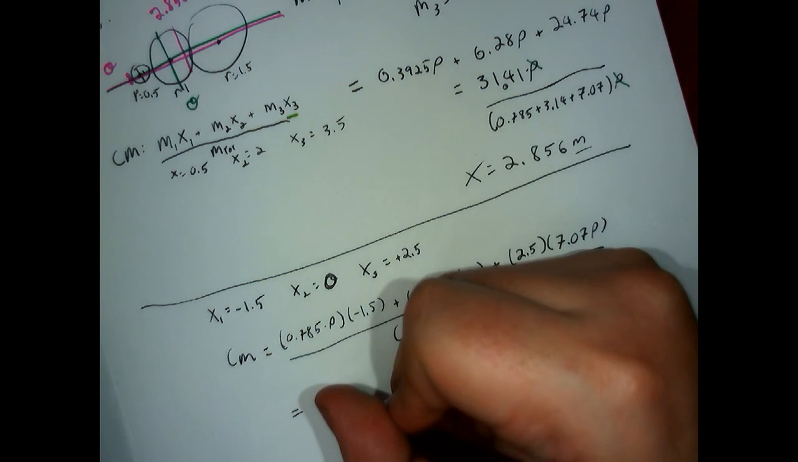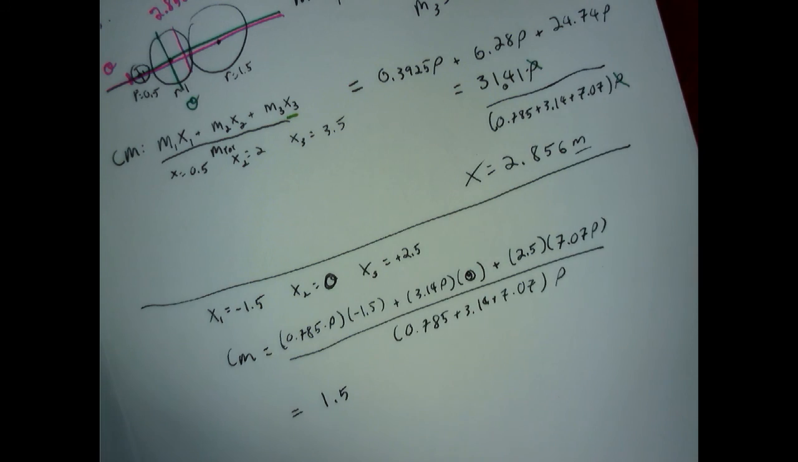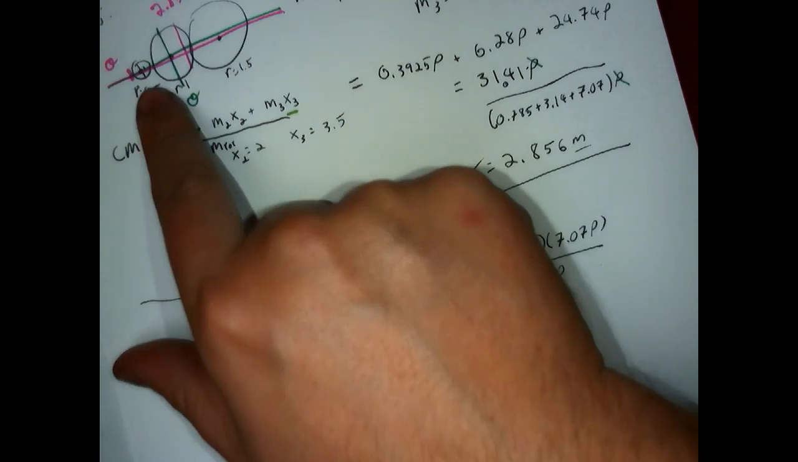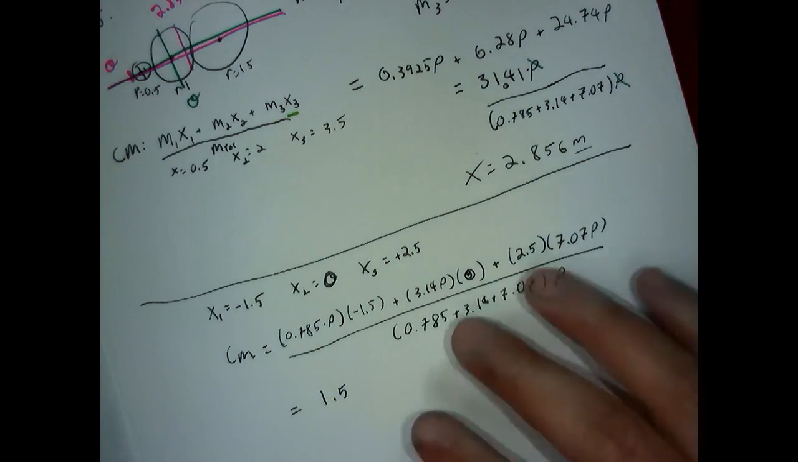Okay, I'm going to write down the number I got. I think it's wrong. I'm going to try this calculation again. 0.785 times minus 1.5, negative number, plus 2.5 times 7.07, divided by the total. Why is the answer 1.5? Am I doing something wrong? That's so weird. It just gives me the same answer every time. All right, well, what am I doing wrong here? This radius is 2, so that's plus 2.5. This is radius 0.5, so it's 1.5. Maybe the original numbers were wrong.